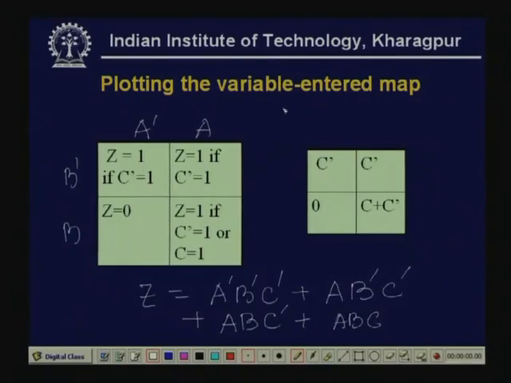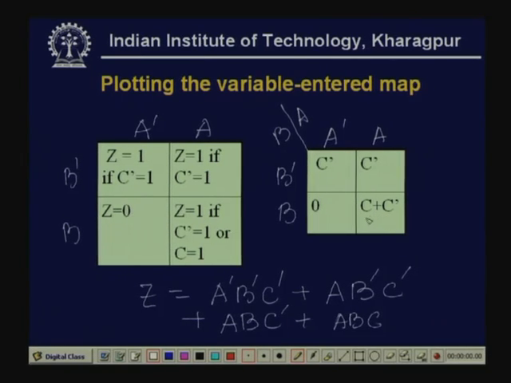Now, we can reduce this. Say this is a map and A dash A, B dash B. Now, we can reduce it as: the first one is C dash, means the output will be 1 if this is A dash, B dash, C dash. Again, the output will be 1 if the C dash is true, and here the output will be 1 if C or C dash is true, that is why C plus C dash. So, C plus C dash.